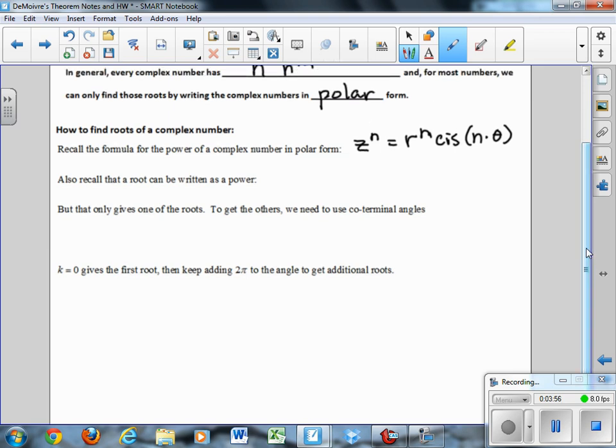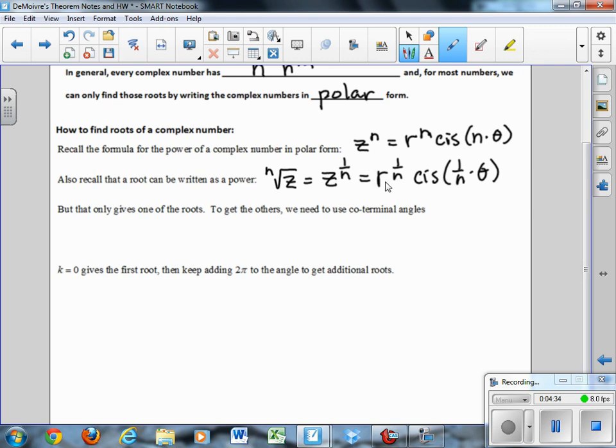Then we just need to remember that a root can be written as a power. So if I take the nth root of z, that's the same as z to the what power? To the 1 over n. 1 over n. Good. Z to the 1 over n. So I can write that as r to the 1 over n cis 1 over n times theta. So this allows me now to use that same formula to take the nth root.